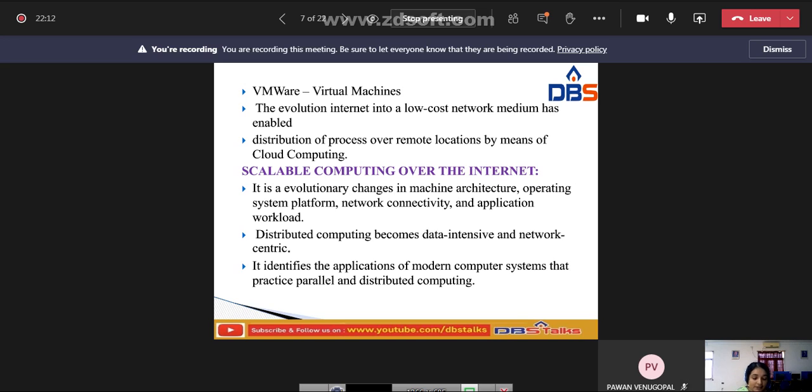To get the series of information. So that is the network centric. So what is meant by data intensive? It handles data sets on the scale of multiple terabytes and petabytes. That is called data intensive.